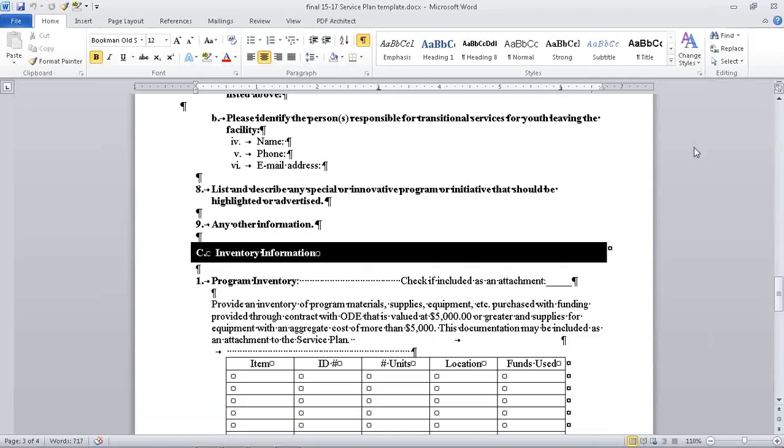Number 8, list and describe any special or innovative program or initiative that you want to be highlighted or advertised. The reason why we put this in is every so often the media contact us, or the governor's office, or the legislature, when we prepare our presentations for the Ways and Means. We want to highlight 1 or 2 sites that are doing really well, or they have innovative programs.